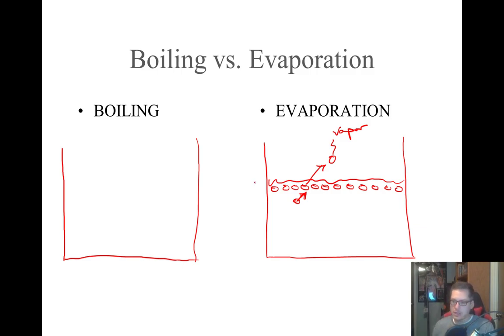Now, an interesting thing is that it has to happen at the surface only. You can't have evaporation anywhere other than the surface, because the molecules that are underneath can't escape. They'll run into another one if they try to go upwards or downwards or left and right, forwards, backwards. So it has to happen at the surface, and it's really all about the kinetic energy, breaking your intermolecular forces.